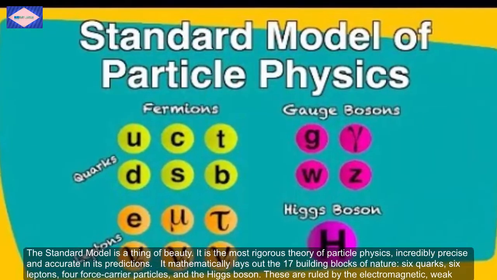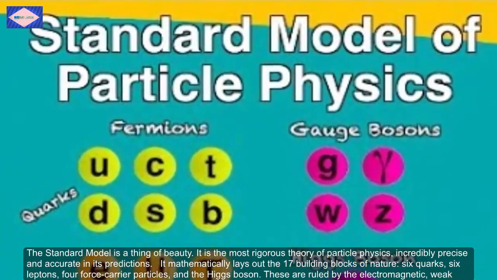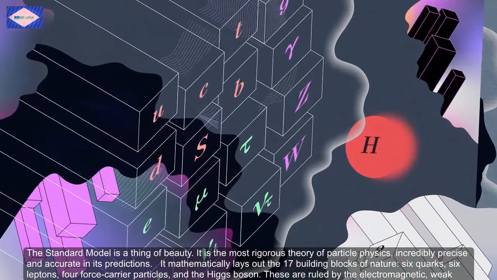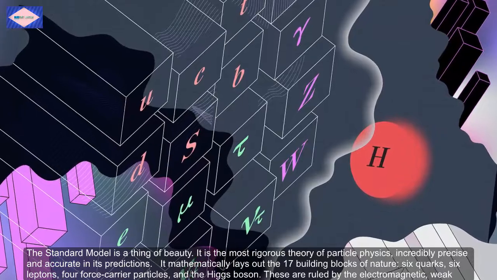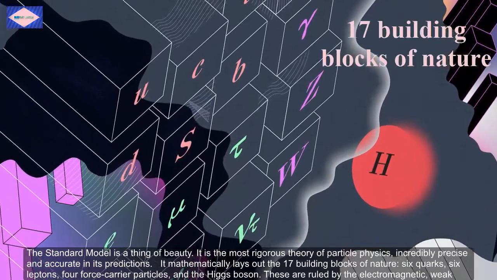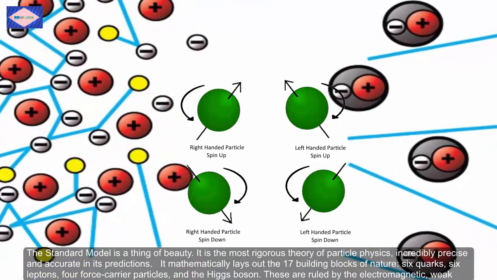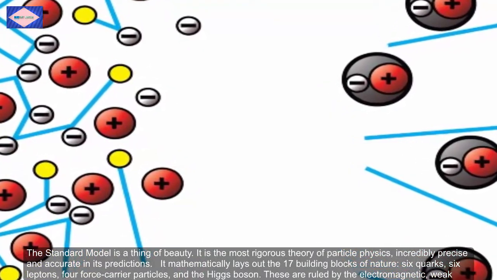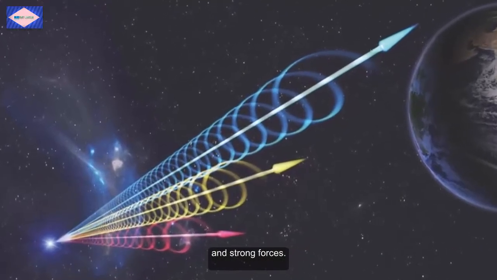The Standard Model is a thing of beauty. It is the most rigorous theory of particle physics, incredibly precise and accurate in its predictions. It mathematically lays out the 17 building blocks of nature: 6 quarks, 6 leptons, 4 force carrier particles, and the Higgs boson. These are ruled by the electromagnetic, weak and strong forces.